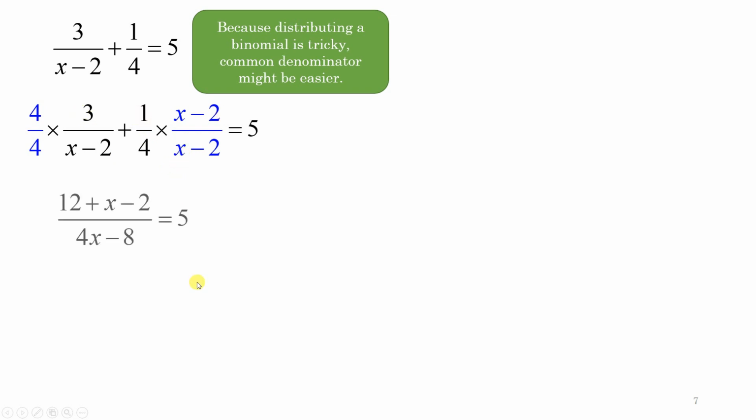This is going to be 12, that's x minus 2, and we're going to multiply these denominators together here to give us 4x minus 8, right? Now, here, we're going to combine like terms. 12 minus 2 is 10, and we're going to multiply both sides by 4x minus 8. This is going to give us 20x minus 40. Over here, these reduce, and from here, it's just an application of inverse operations.